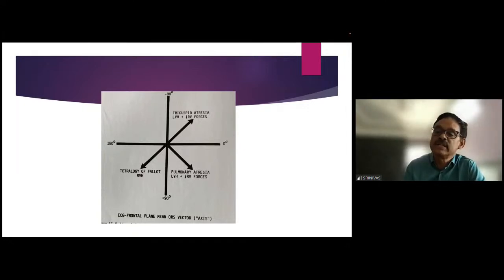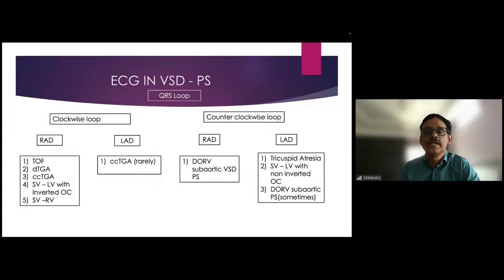In pulmonary atresia with intact ventricular septum, there is a clockwise loop with normal inferior axis, whereas in tricuspid atresia, you will have a counterclockwise loop with the superior axis. In classical TOF, you will have right axis deviation. So for ECG in VSD-PS, this is just an algorithm I have made.